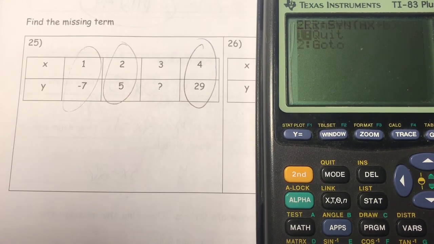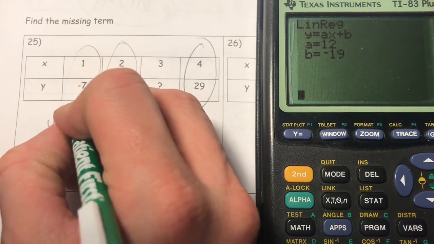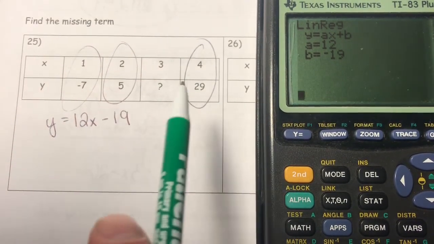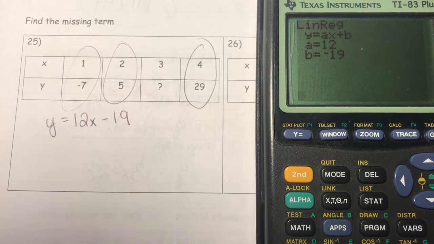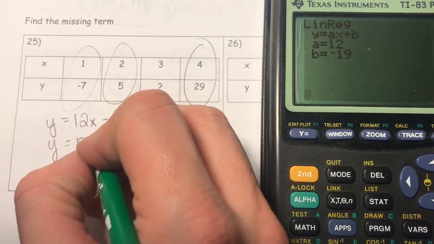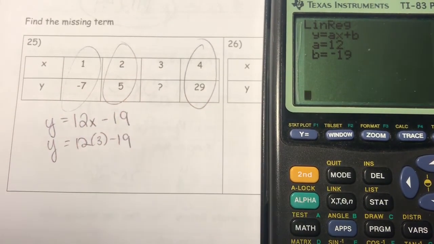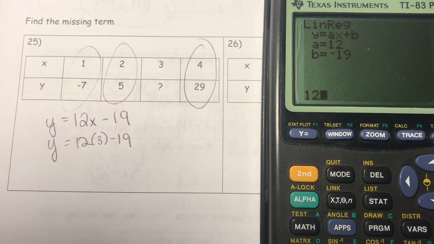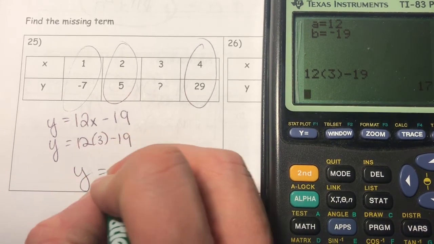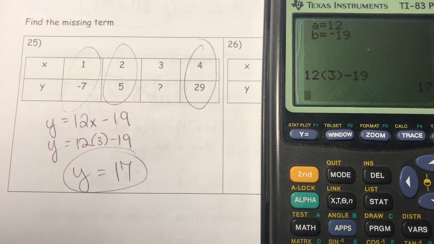The equation, oh, what did I do? Oh, I accidentally have a 2 in front of it. LinReg is the equation y equals 12x minus 19. In this case, I care what happens when x is 3. So I'm going to type out y equals 12 times 3 minus 19 equals 17. So my missing term is 17 in this case.